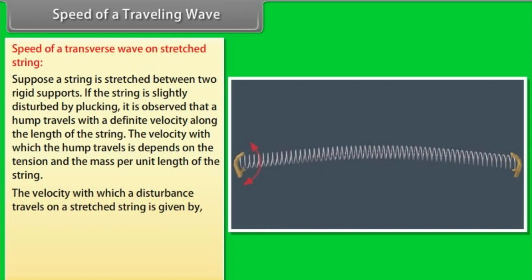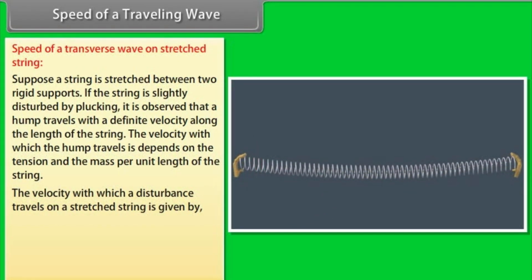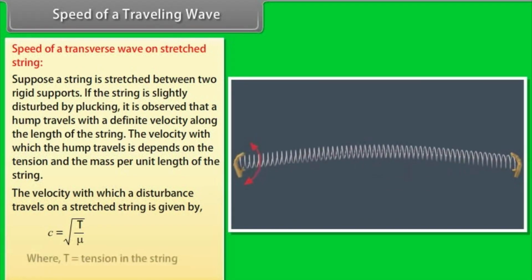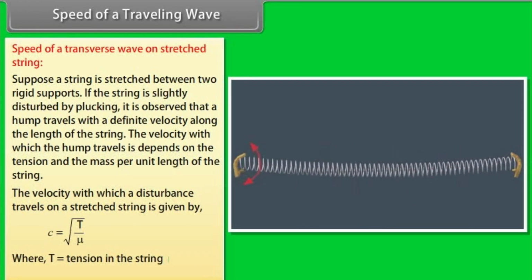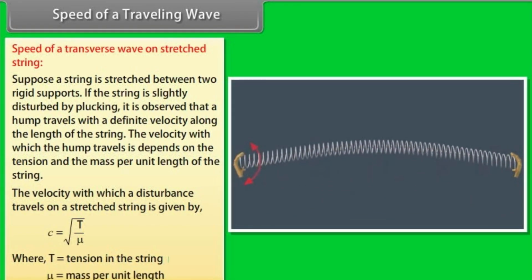The velocity with which the hump travels depends on the tension and mass per unit length of the string. The velocity with which a disturbance travels on a stretched string is given by C is equal to under root T upon mu, where T is equal to tension in the string, mu is equal to mass per unit length.